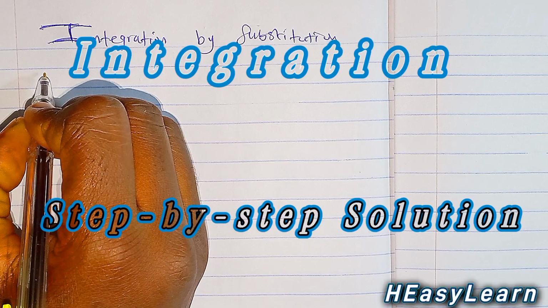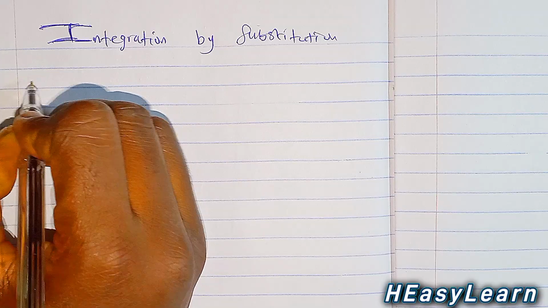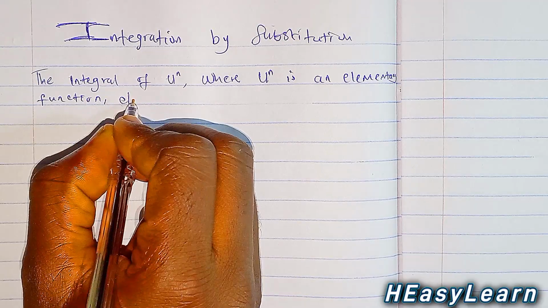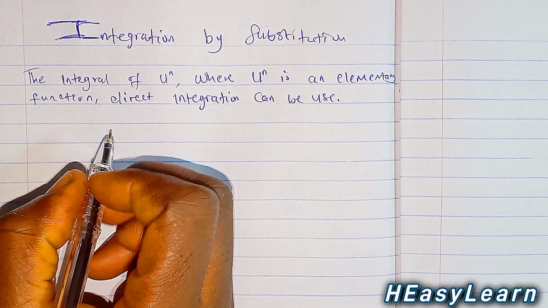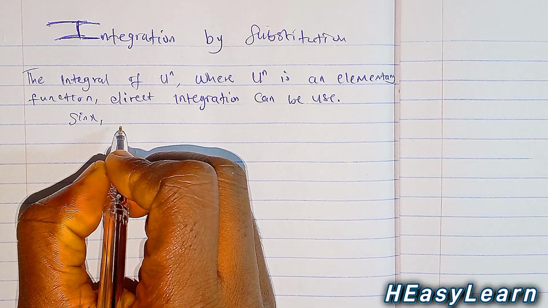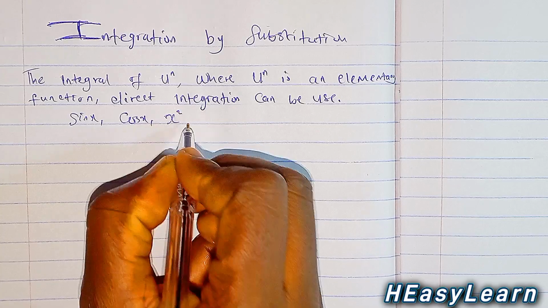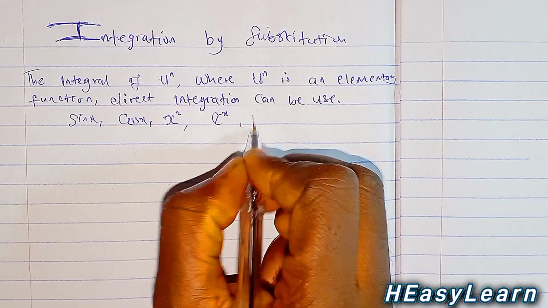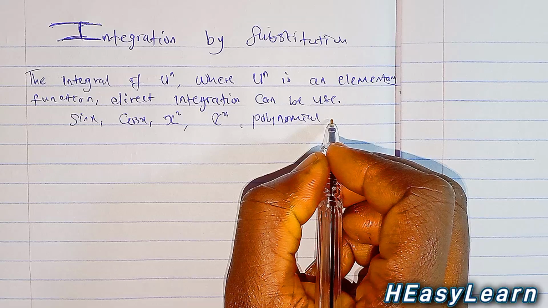The integration of u to the power of n, where u to the power of n is an elementary function, direct integration can be used. Examples of elementary functions: sin x is an elementary function because the derivative is very simple, cos x. x squared is an elementary function, exponential x is also an elementary function, or any polynomial function. Direct integration can be used to find the integral.